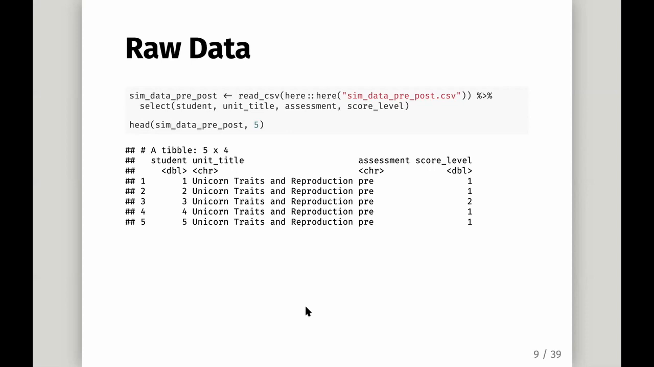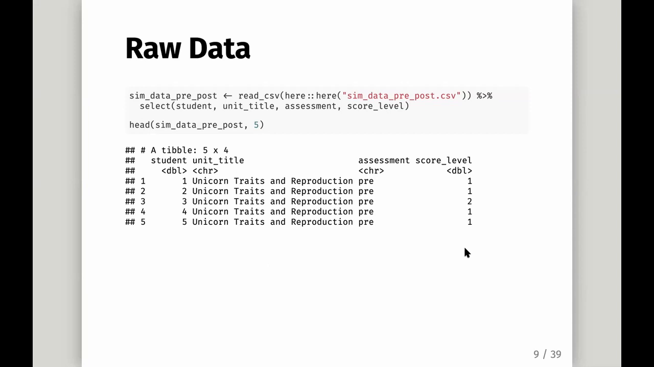Either way works. So I'm going to start making the graph that I showed you at the beginning, and I'm going to build it up level by level. So here we're starting with the simulated data with the pre-post, and here I'm just showing you the first five rows. So we've got a student ID. Usually it's a UUID, something much more complicated, but just here for simplicity, I'm giving you numbers. And then you can see the unit title, the type of assessment the students are taking, and also the score level they achieved on that assessment.